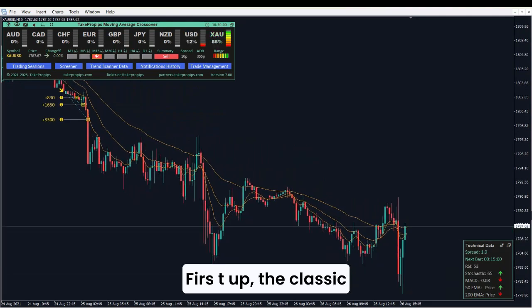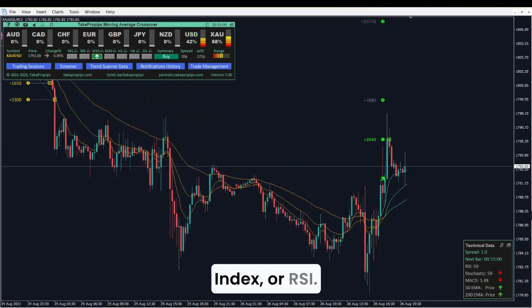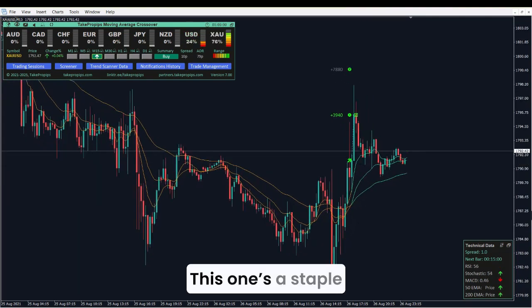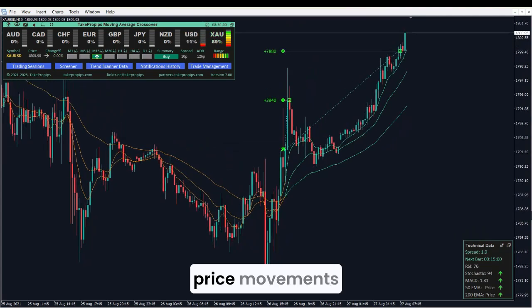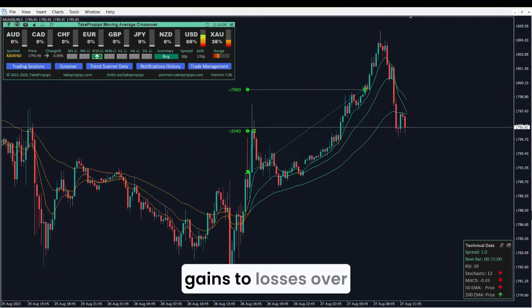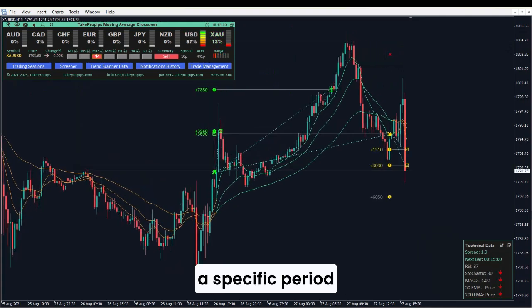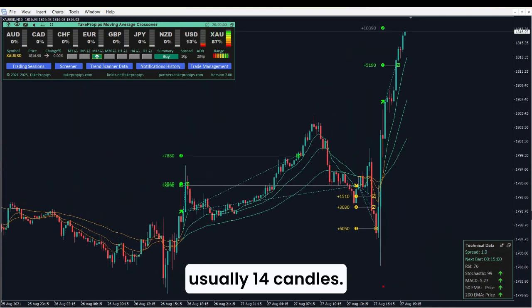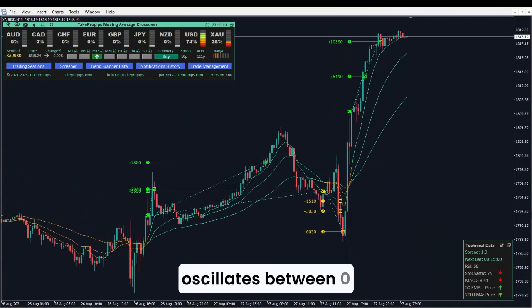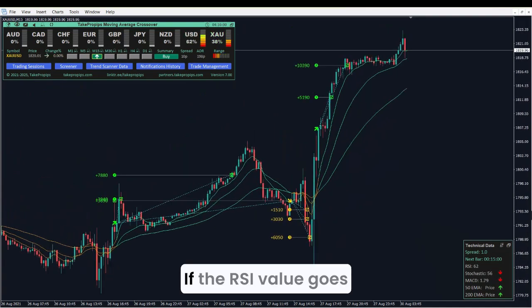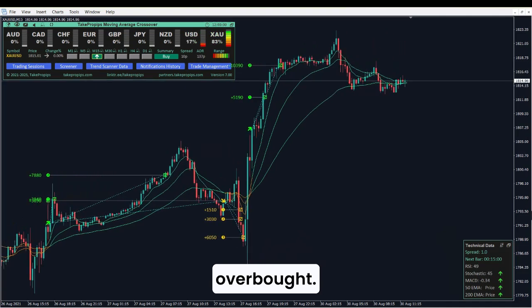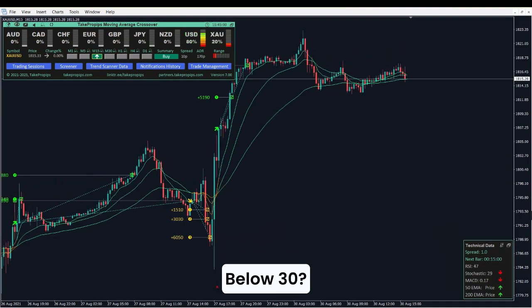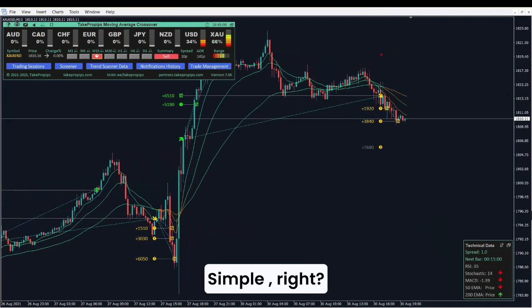First up, the classic Relative Strength Index, or RSI. This one's a staple for a reason. RSI measures the strength of recent price movements and compares gains to losses over a specific period, usually 14 candles. The indicator oscillates between 0 and 100. If the RSI value goes above 70, the pair is considered overbought. Below 30, oversold. Simple, right?